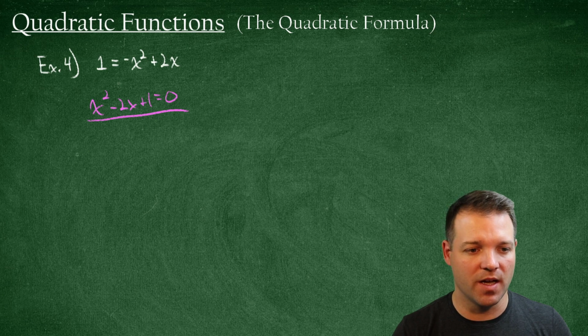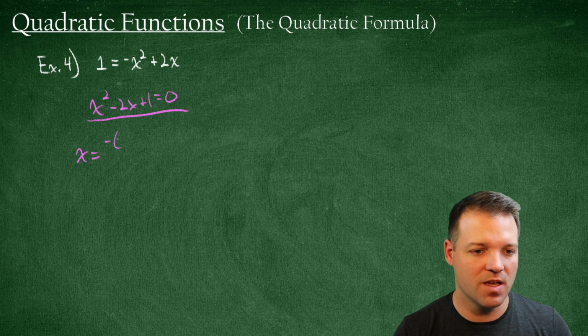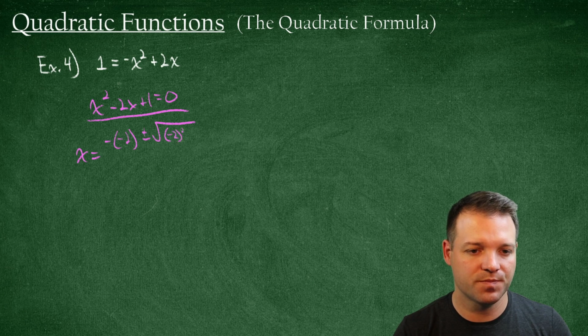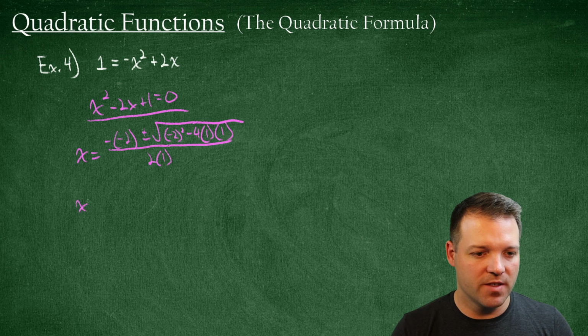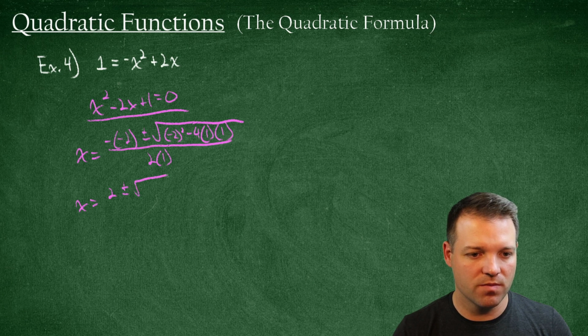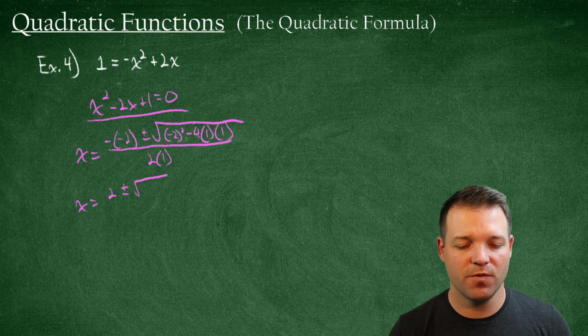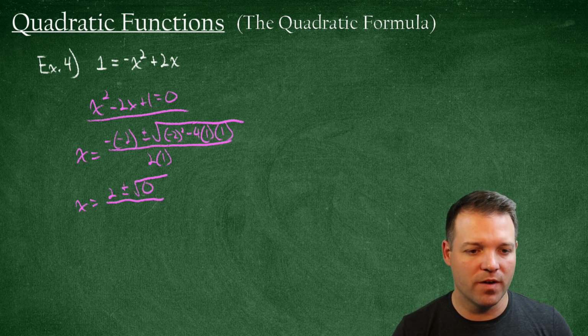Let's go ahead and apply the quadratic formula. x is equal to negative, or the opposite of b, so it's negative negative 2, plus or minus the square root of b squared, or negative 2 squared, minus 4 times a, which is 1, times c, which is 1, all over 2 times a. All right, so let's go ahead and simplify this. x is equal to negative negative 2 is positive 2, plus or minus the square root of, let's see, negative 2 squared is positive 4, and then minus 4 times 1 times 1 is just 4, so that's actually 0, all over 2.